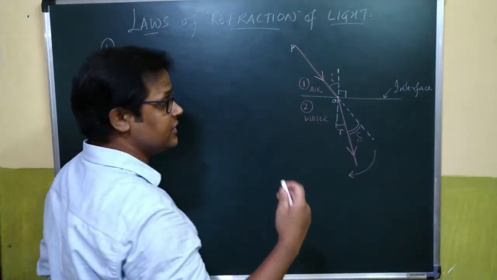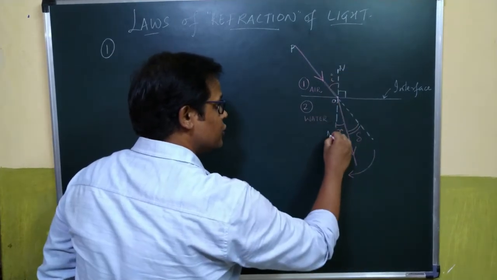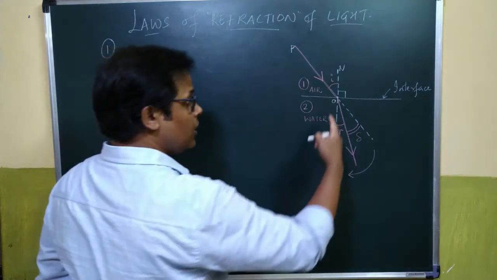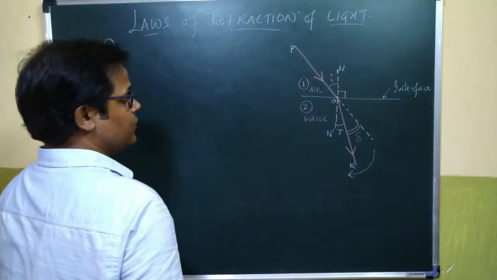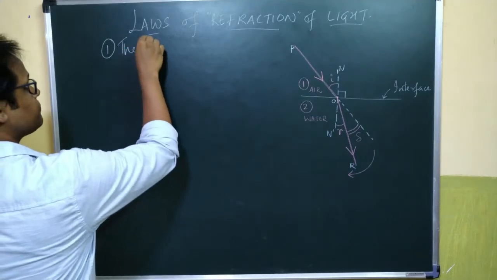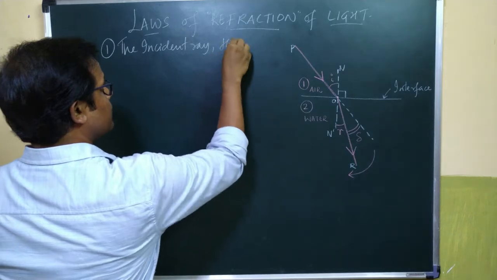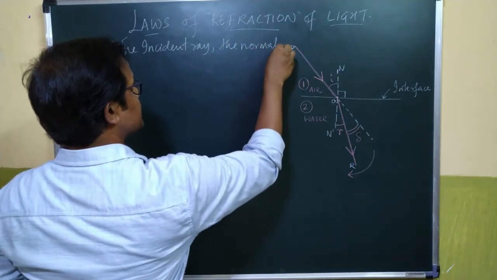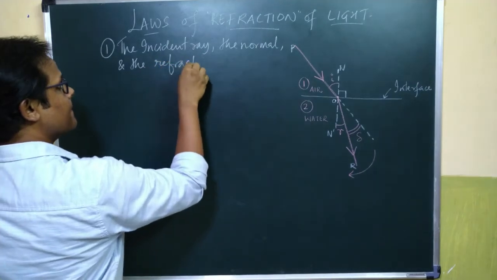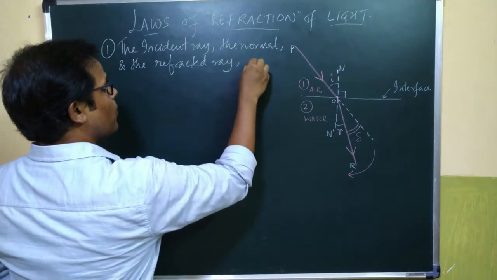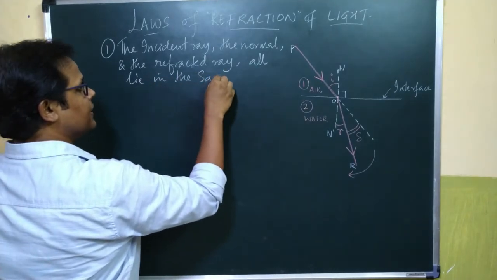So the first law of refraction states that, let me put in names here: PO standing for the incident ray, O the point of incidence, N dash standing for the normal, OR standing for the refracted ray of light. So the first law states that the incident ray, the normal at the interface separating the two media, and the refracted ray all lie in the same plane.